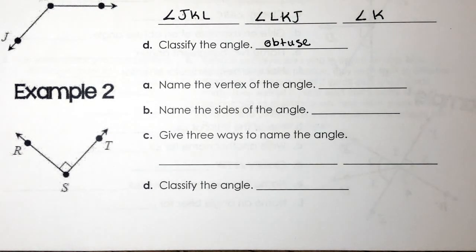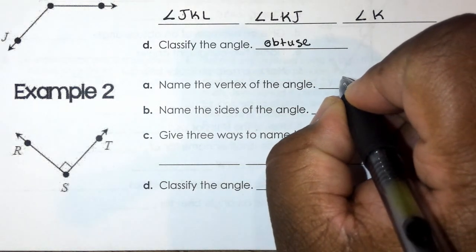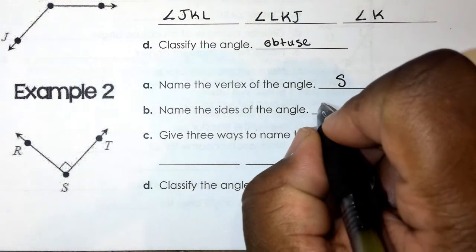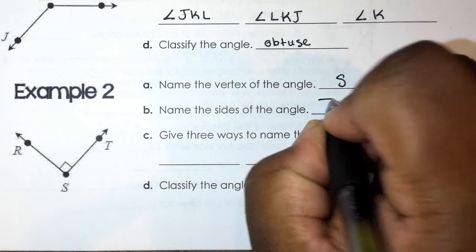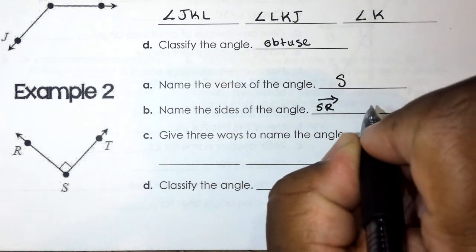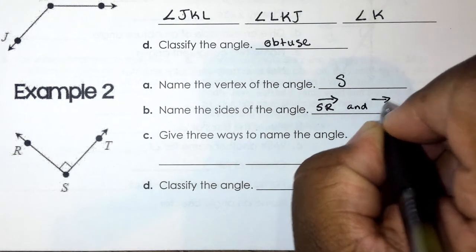Example 2, name the vertex of the angle. You get somebody? Vertex is at S. Name the sides of the angle. You need somebody for that? The sides are ray SR and ray ST.